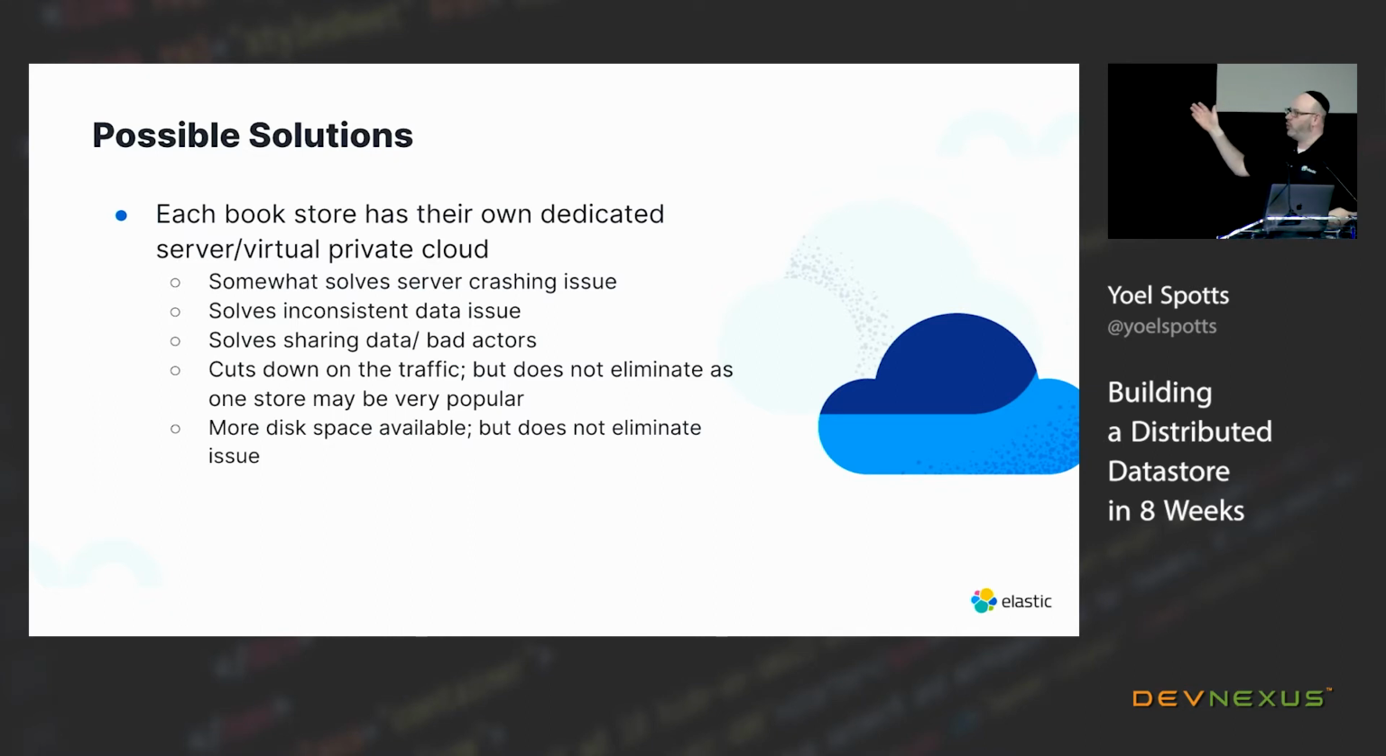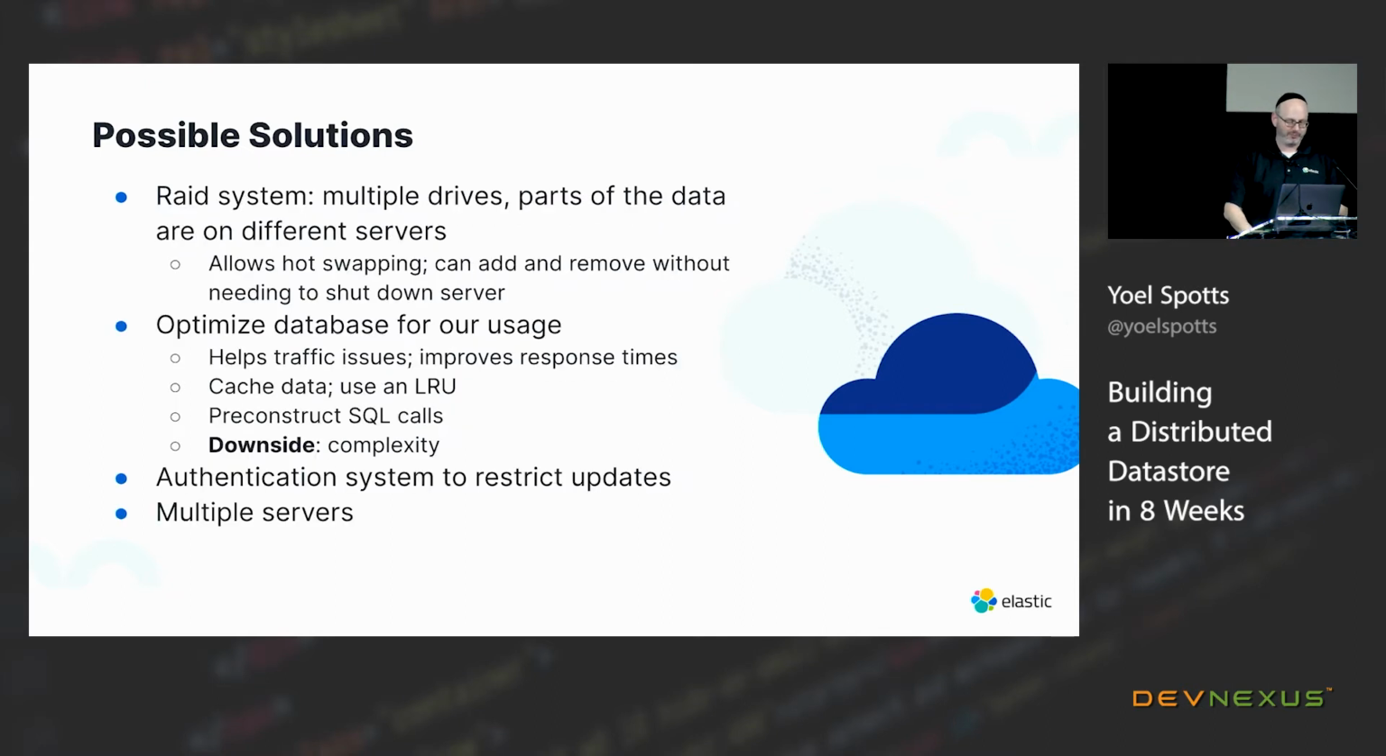And we talked about, well, what problems might that solve? Well, it somewhat solves the server crashing issue, okay? Because now you've got the load that is distributed amongst different servers. Makes sense. It somewhat solves inconsistent data, kind of depends on how we're going to partition the data. Bad actors, to some extent, it certainly cuts down on the traffic. And we've got more disk available. So again, it's just a very interesting exercise to see what they could come up with.